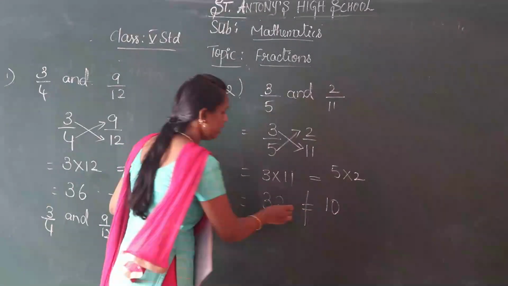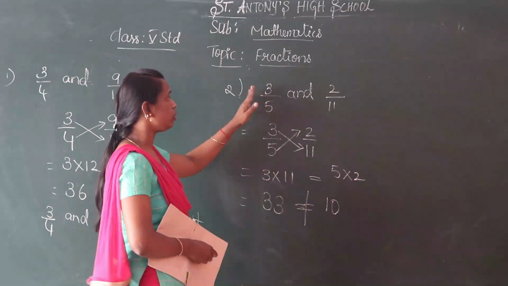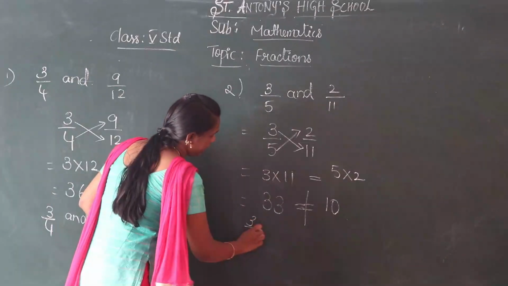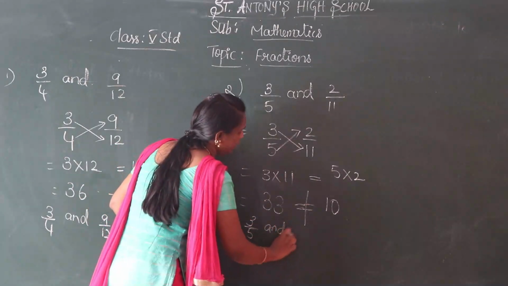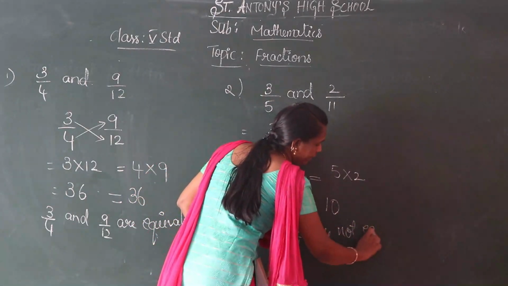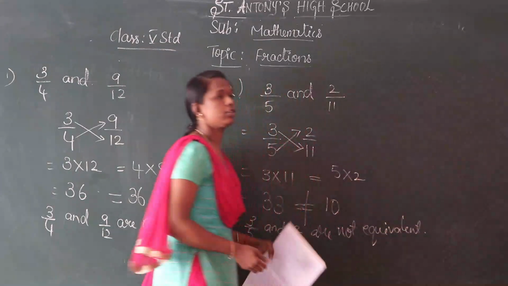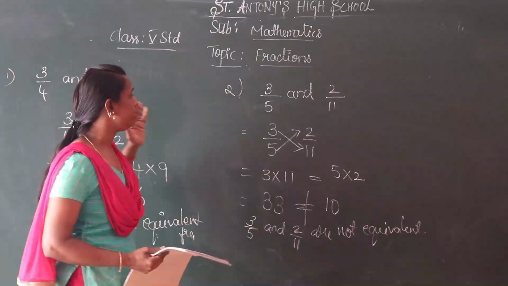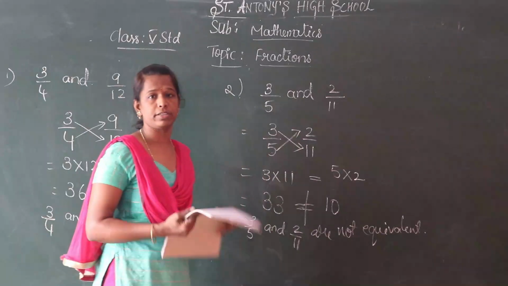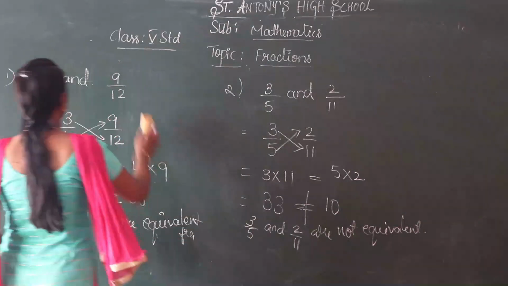So this is the not equal sign. So 3 by 5 and 2 by 11 are not equivalent fractions. So when checking whether fractions are equivalent or not, the first step is cross multiplication. Cross multiplication means numerator into denominator, and denominator into numerator.